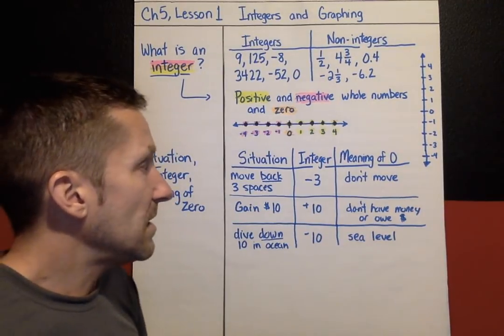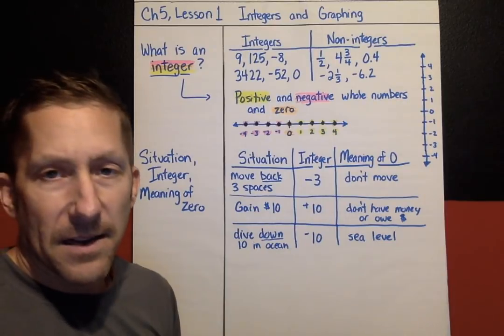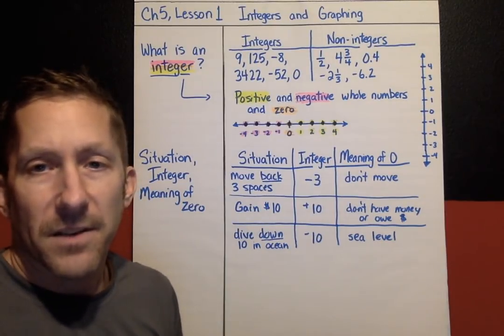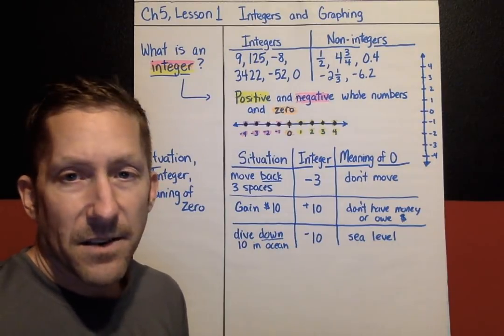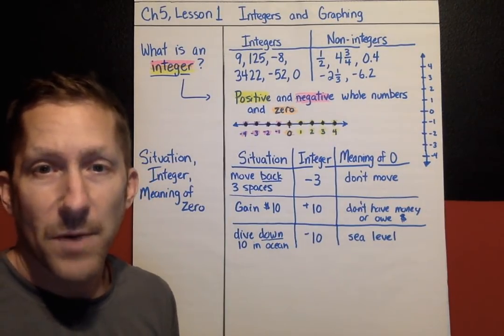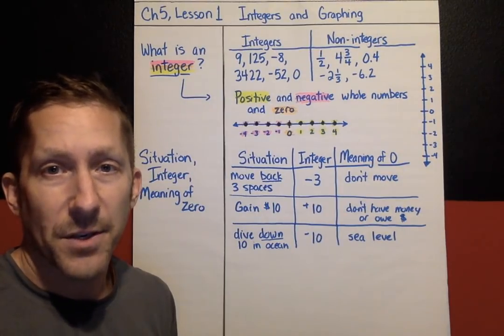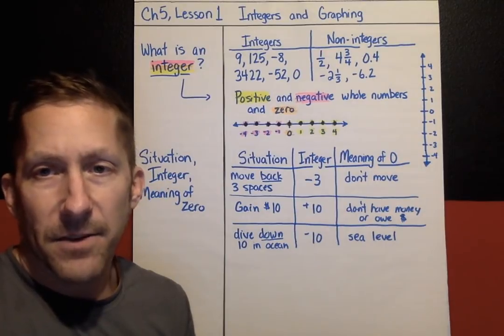0 means sea level. So there's lots and lots of context that you're going to discover in this chapter for integers. Games, money is another real common. Temperature, which now that it's real cold, you've probably heard about negative temperatures in some parts of the country. And let's talk about that one for a second.